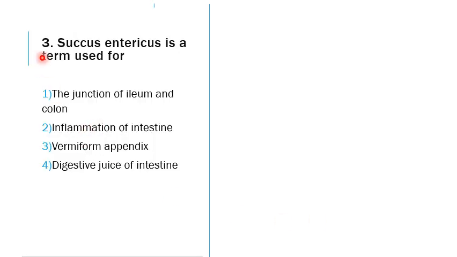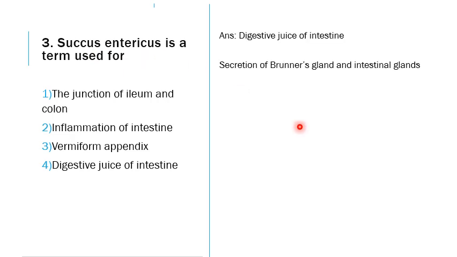Third question: succus entericus is a term used for what? The options are the junction of ileum and colon, inflammation of the intestine, vermiform appendix, or the digestive juice of intestine. Succus means the extracted juice, and entericus means of the intestine. So it is the intestinal juice, which is the digestive juice of the intestine.